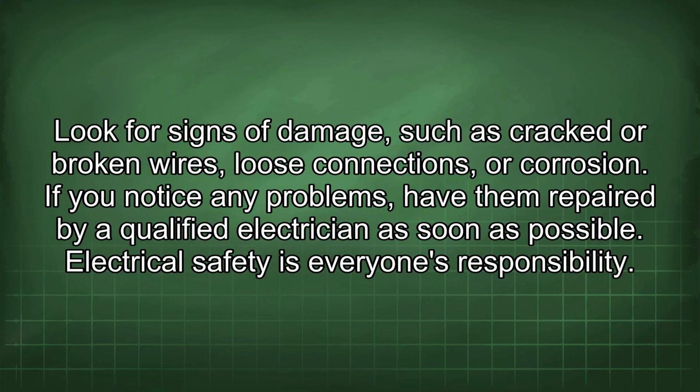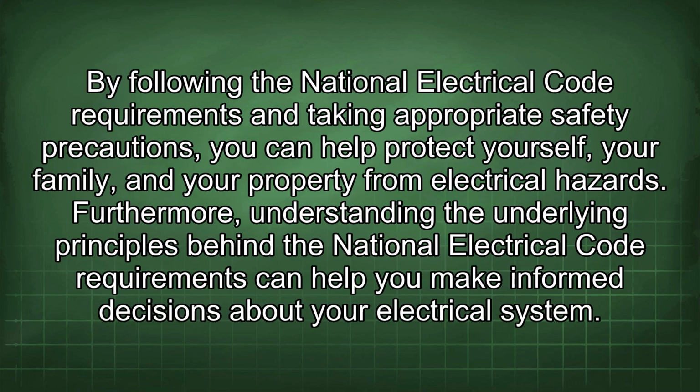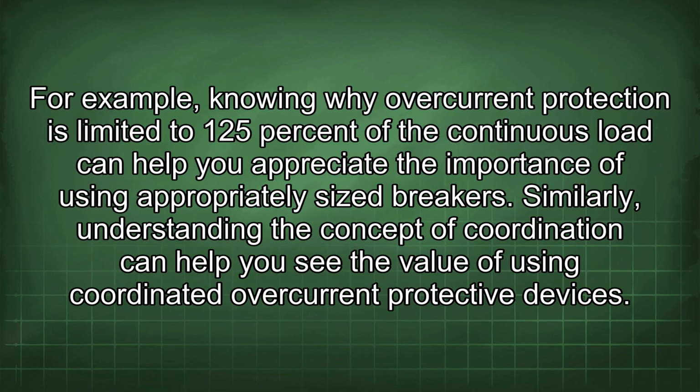Electrical safety is everyone's responsibility. By following the National Electrical Code requirements and taking appropriate safety precautions, you can help protect yourself, your family, and your property from electrical hazards. Furthermore, understanding the underlying principles behind the National Electrical Code requirements can help you make informed decisions about your electrical system. For example, knowing why overcurrent protection is limited to 125% of the continuous load can help you appreciate the importance of using appropriately sized breakers. Similarly, understanding the concept of coordination can help you see the value of using coordinated overcurrent protective devices.